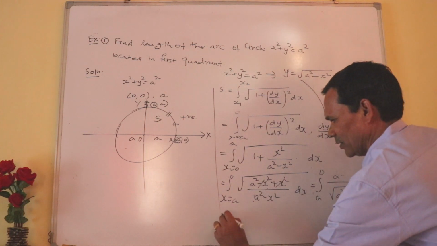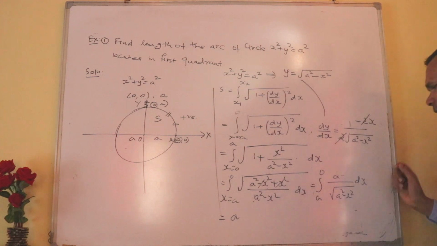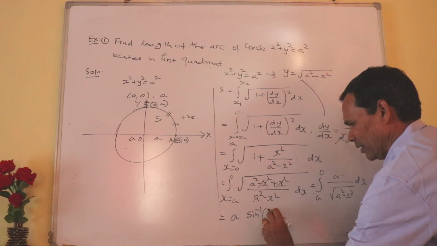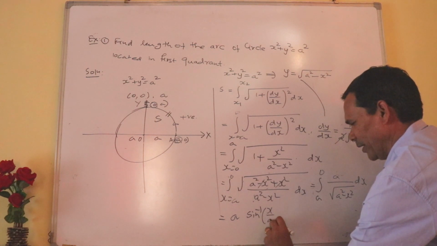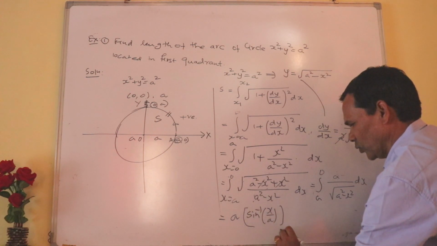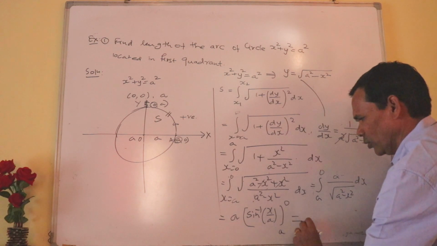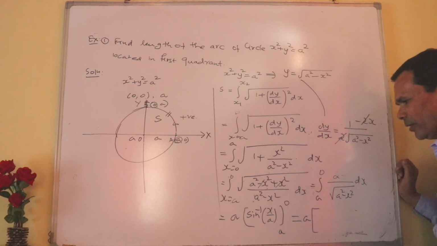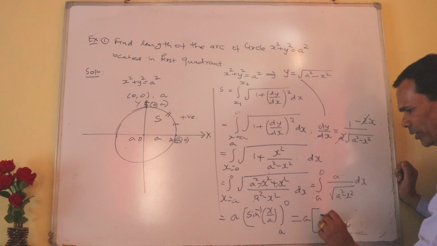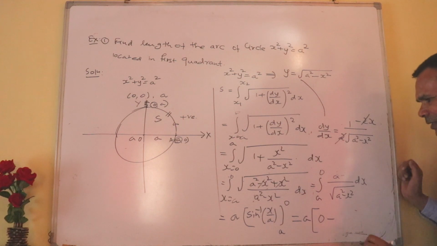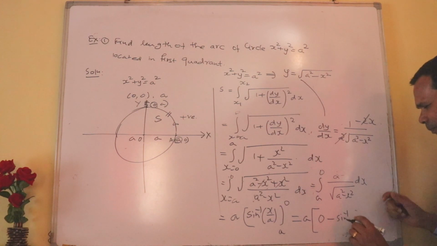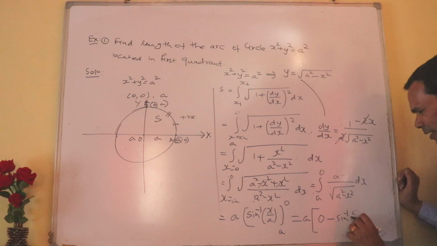So I simplify this, this is equal to a, and I take the integration of this, this is sine inverse x upon a, limits applied a to 0. So this is equal to a times sine inverse 0 minus sine inverse 1, sine inverse a upon a is 1, so it is pi by 2.